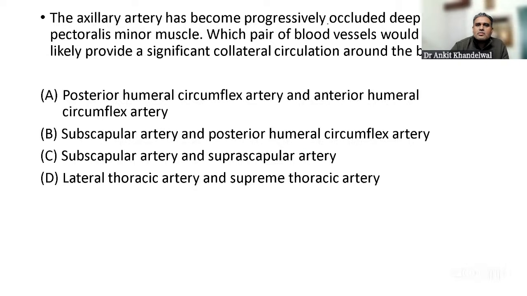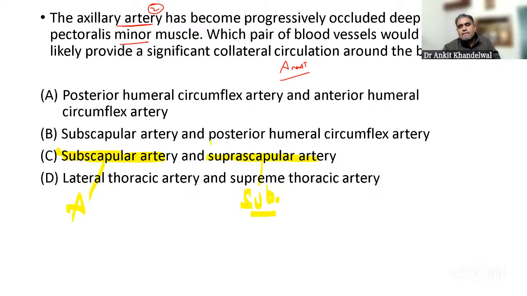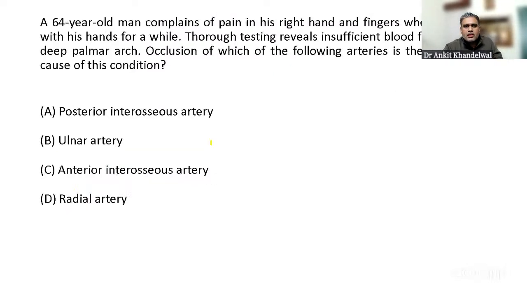The axillary artery has become occluded due to the pectoralis minor muscle. So it is the second part of the axillary artery that is occluded. Which pair of blood vessels? So it is the anastomosis around the scapula. If you remember suprascapular, subscapular, dorsal scapular, and circumflex, we have options over here. Writing down the answer: subscapular from the axillary artery and suprascapular from the subclavian artery. That will be our answer. If there are other options, you see they don't fit into it.